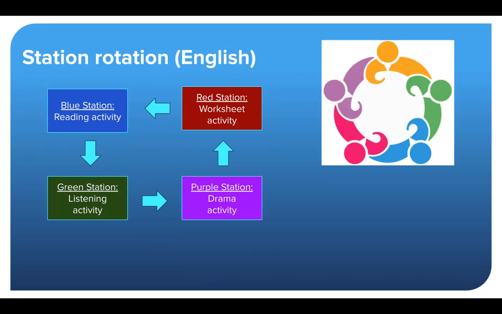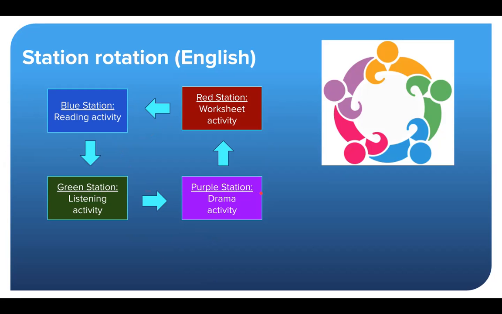So this is an example of a station rotation activity for English. So usually in station rotation, you have one group at each station. As you can see, there's 4 stations here. So you can have different types of activity at each station. And it's also good to color code your different stations, so it's easy for you to explain where you want students to go at different times.